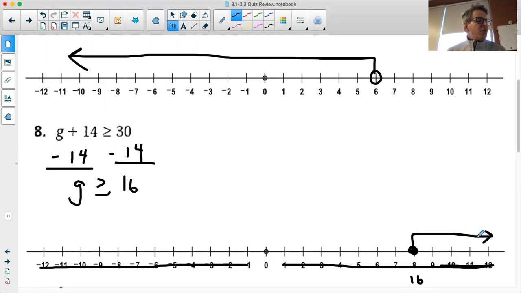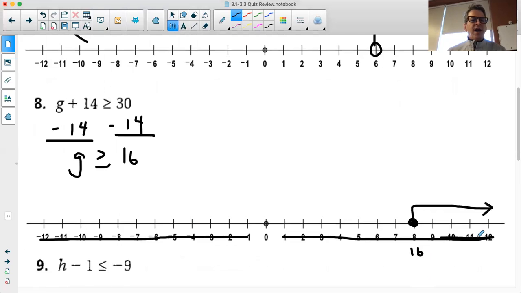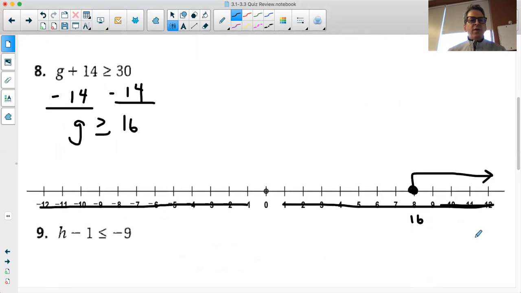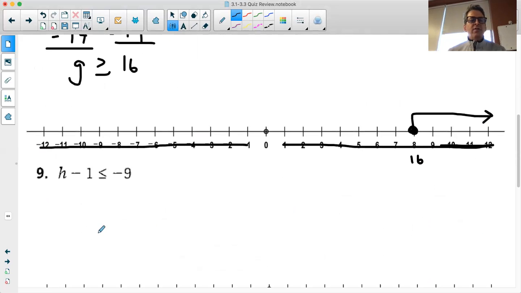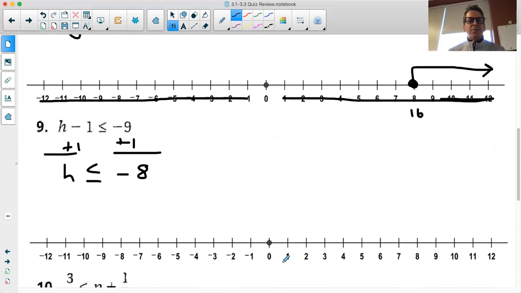Number 9 is h minus 1 less than or equal to negative 9. So we're going to undo the subtracting of 1 by adding 1. And by doing so, we have h is less than or equal to negative 8. Negative 9 plus 1 is negative 8.